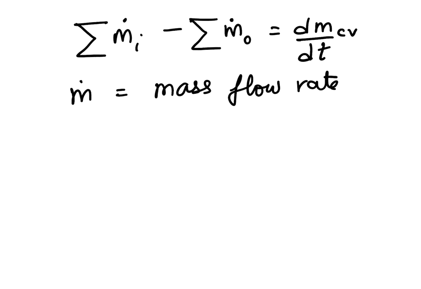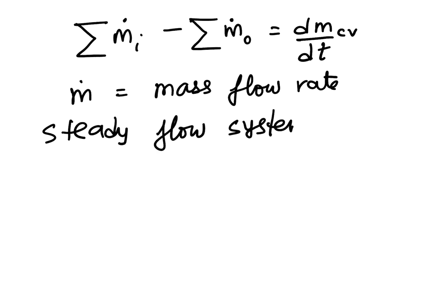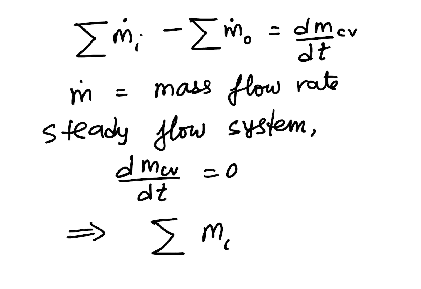M dot is mass flow rate, and we can think of any system. If it is a steady flow system, then we can say that the rate of change of mass within the control volume is 0, which leads us to a mass balance of the form: sum of all the inflows is equal to sum of all the outflows. Mass flow rate may be computed as the density times the average velocity times the area of cross section.